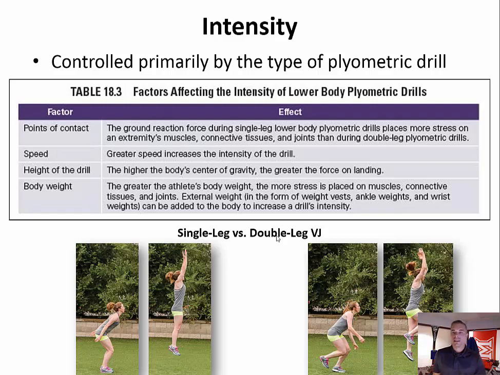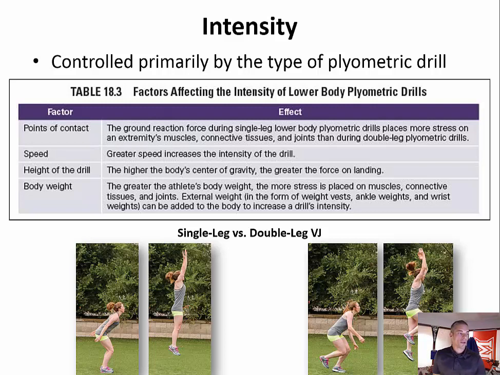So plyometric intensity is the amount of stress placed on muscles involved, connective tissues, and joints, and is controlled primarily by the type of drill performed. In addition to the type of drill, several other factors affect plyometric intensity. Those are shown here within this table, including points of contact, speed, height of the drill, as well as body weight. So generally, as an intensity increases, volume should decrease. So keep that in mind as we talk about plyometric training volume in the upcoming slides.